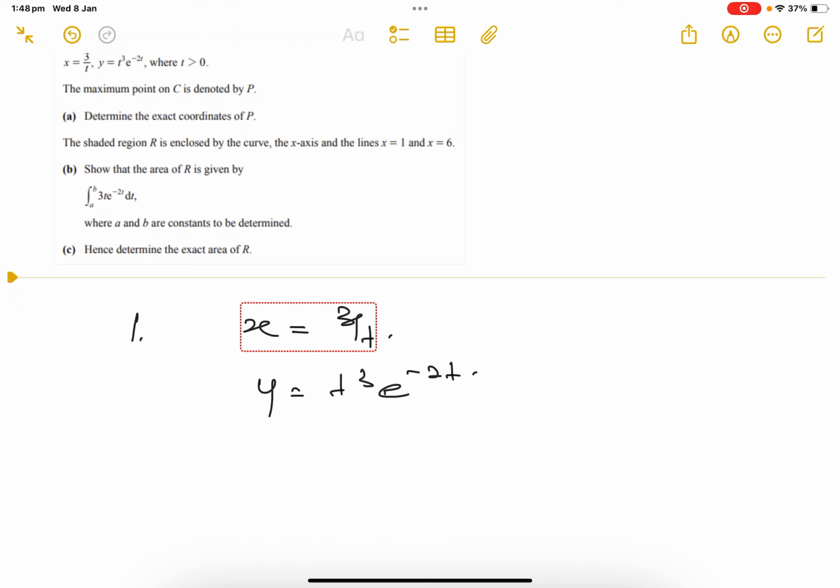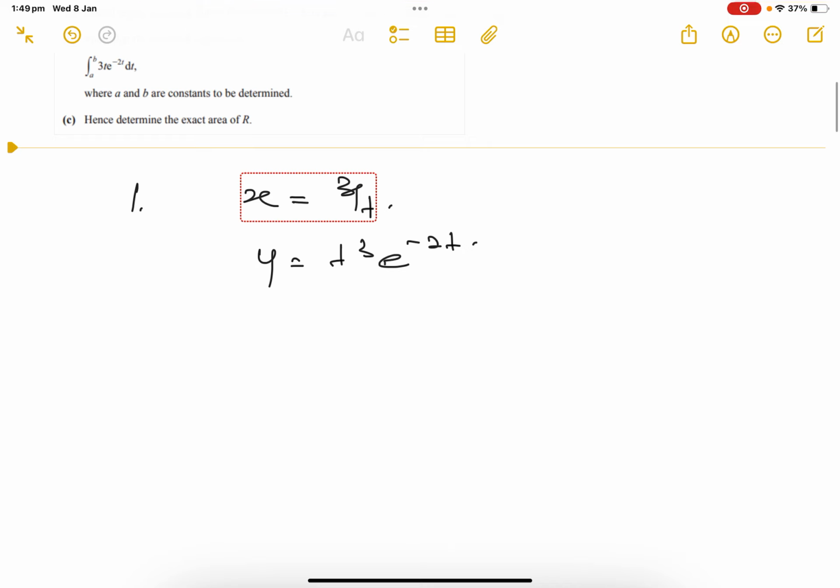Let's read it further. The maximum point on C is denoted by P. What does that mean? P is a turning point. We know at a turning point the gradient is 0. Gradient of a curve is dy over dx. Therefore, dy over dx at P is 0. But prior to finding dy over dx, we need to differentiate the parametric equations x and y with respect to t. So let's start.